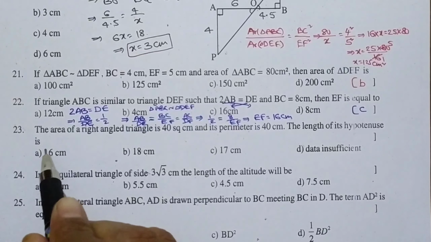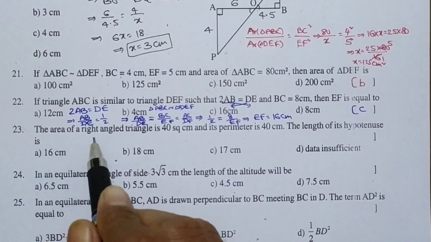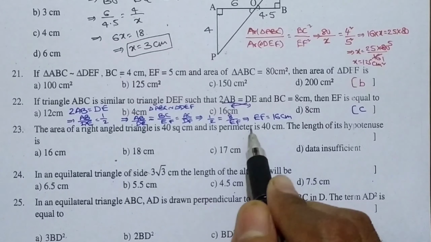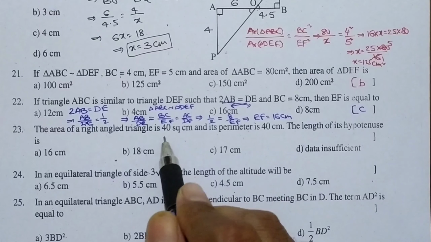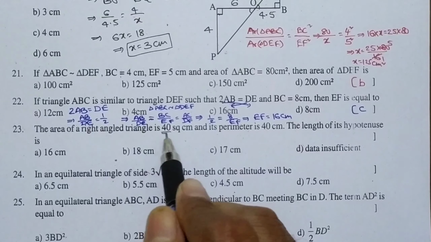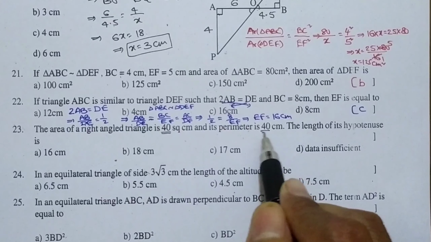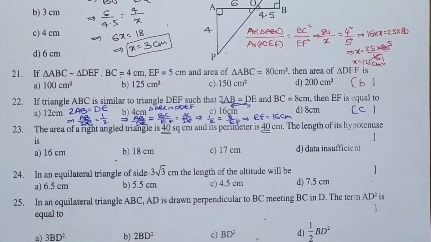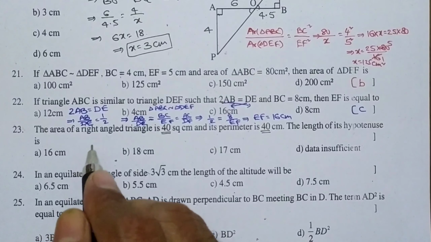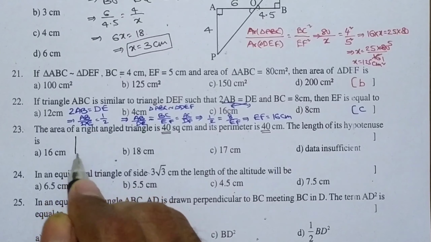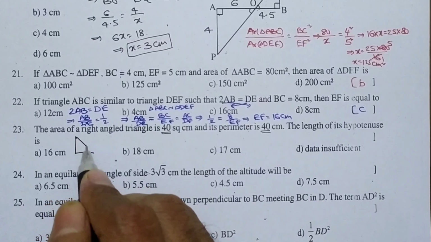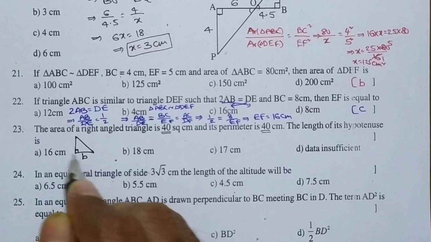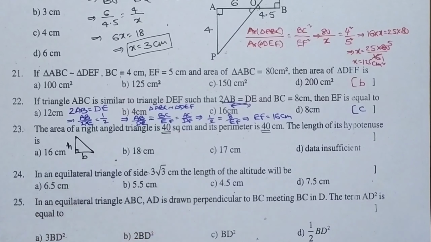Now we see question number 23. The area of a right angle triangle is 40 square centimeter and its perimeter is 40 centimeter. Here you understand the given area is 40 square centimeter and perimeter also 40 centimeter. Then the question is, length of its hypotenuse is. So here let us draw a right angle triangle. This is a right angle triangle. Here let us consider this as the base B and this is the height H, right.